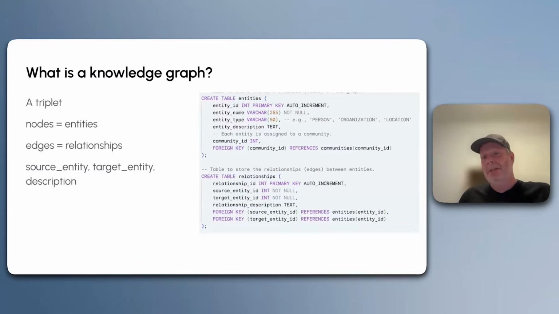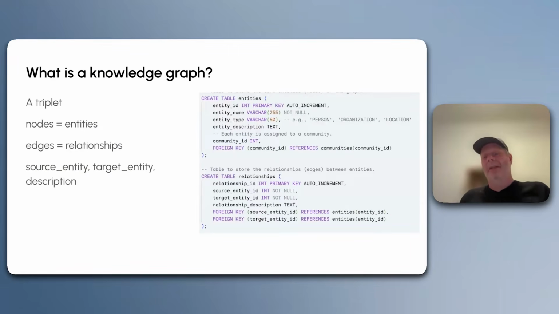But what is a knowledge graph in general? This is a fuzzy concept, so I'm trying to bring that down to first principles. And from a first-principles perspective, a knowledge graph essentially consists of triplets where you have nodes and you have edges.